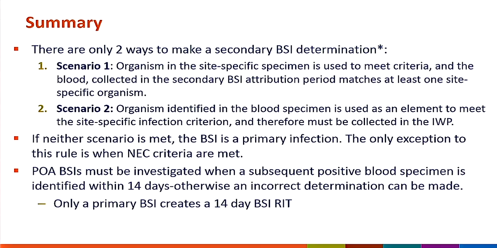Sometimes blood cultures or organisms that are identified in the blood during the present on admission time frame will need to be investigated because you'll have a subsequent bloodstream infection, and you need to determine whether or not that first BSI was primary or secondary so you can determine whether or not a BSI RIT was set. If it's secondary, then that second BSI will certainly have to be investigated, whereas if the first BSI was primary in nature, it would set a BSI RIT, and you would only have to do an investigation after that 14-day period has passed.